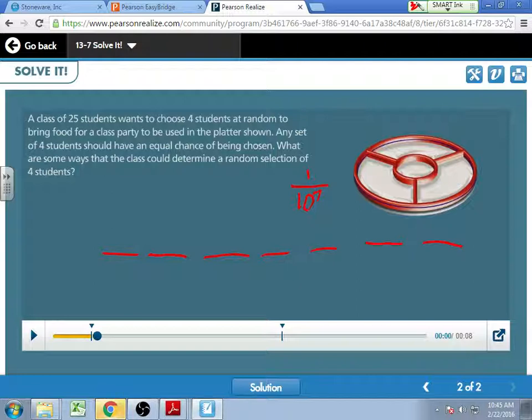Wouldn't it be 10 million over infinity? It'd be 1 over 10 million, because 10 to the 6th is a million. So this would be 1 over 10 million.